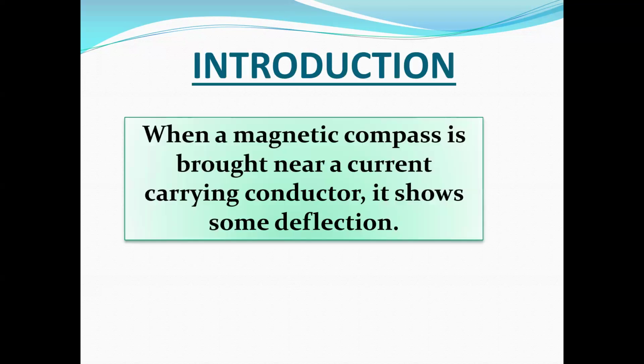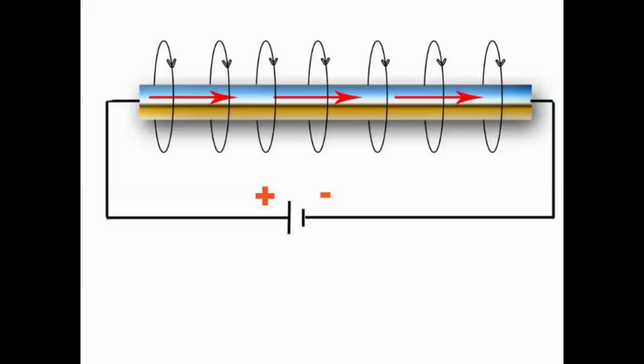A magnetic compass can be used to show magnetic field around a current carrying conductor.